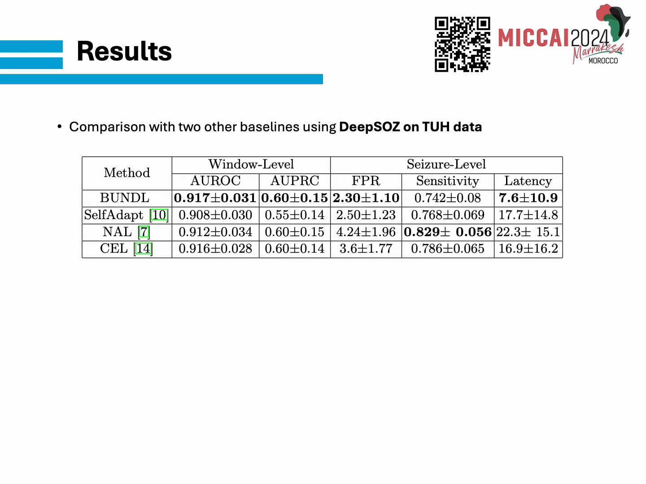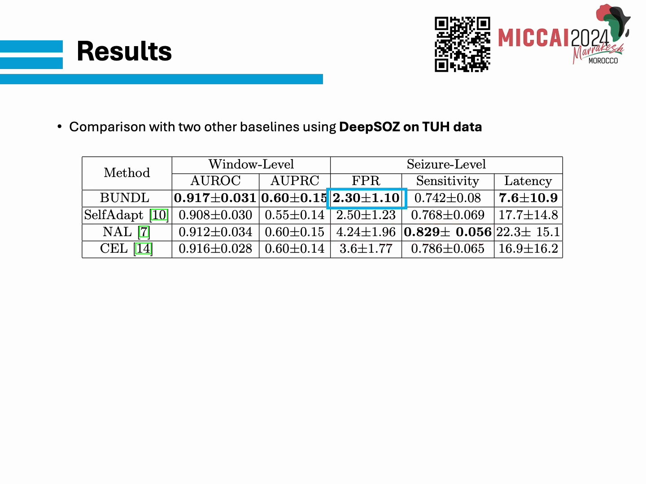A similar trend is seen on TUH data with deep SOZ. Here, there's a small decrease in sensitivity, and NAL has better sensitivity at the cost of a very high false positive rate. Further, this drop in sensitivity could also be attributed to the fact that we're comparing against the noisy labels provided by the clinicians in the TUH dataset.